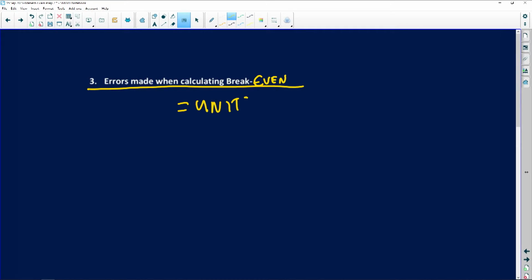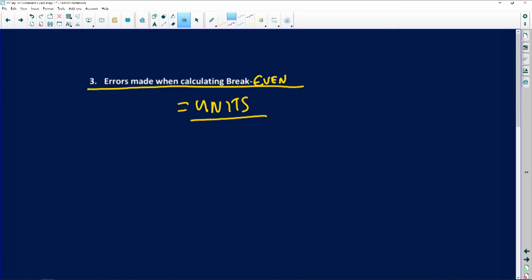Okay, so we're focusing on errors made in manufacturing, and now I'm turning my attention still on manufacturing, but the calculation of break even. Now, when we look at break even, what is break even? You know this. It's that point of production where there's no profit or there's no loss. So in other words, how many units must be manufactured to break even? Okay, so the emphasis is on units.